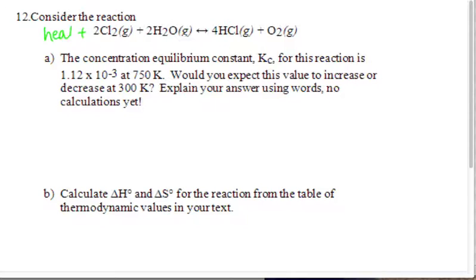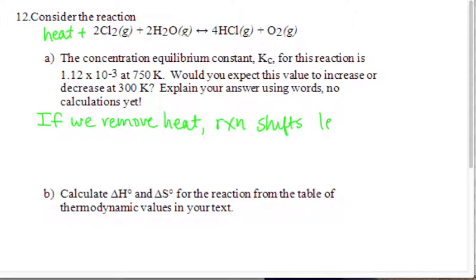Here, on the left. So if it's endothermic, heat goes there. Now the question is, what happens from 750 to 300 in terms of the K? So if we go down in temperature, if we remove heat, which way does that reaction shift? Reaction shifts left.